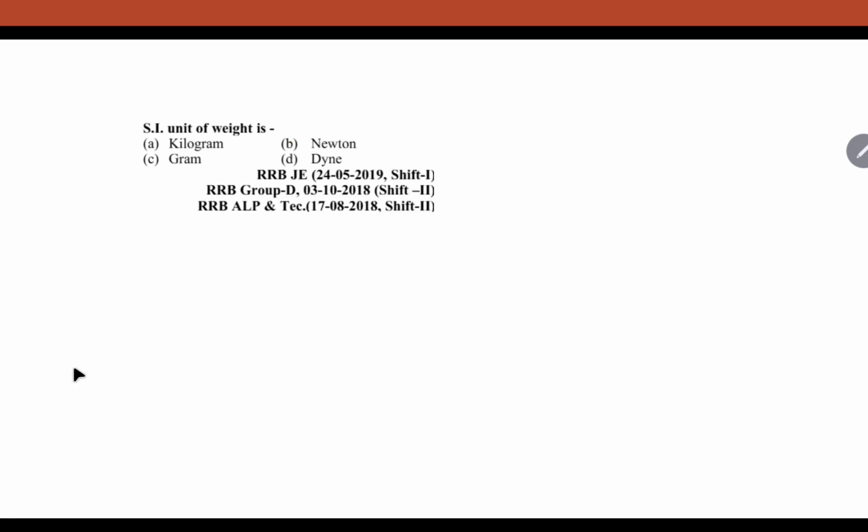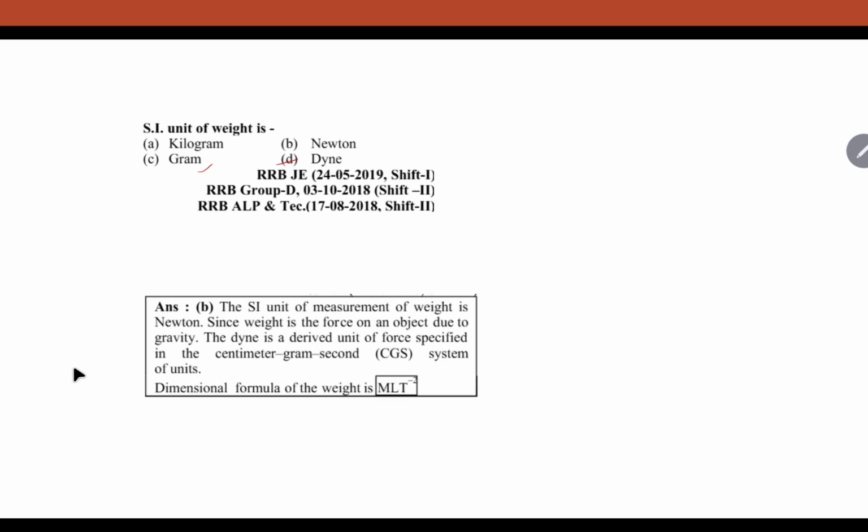And next one, what is the SI unit of amount of a substance? Same repeated one. The answer is option B, mole. And next, SI unit of weight. The options are kilogram, newton, gram, and dyne. The right answer for this question is option B, newton. The SI unit of measurement of weight is the newton.